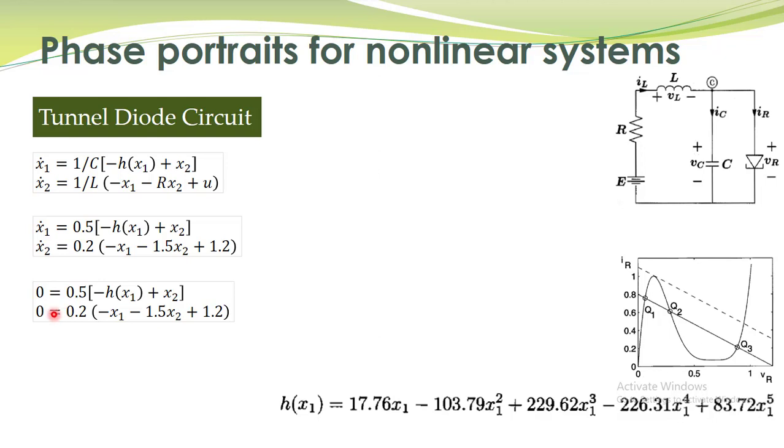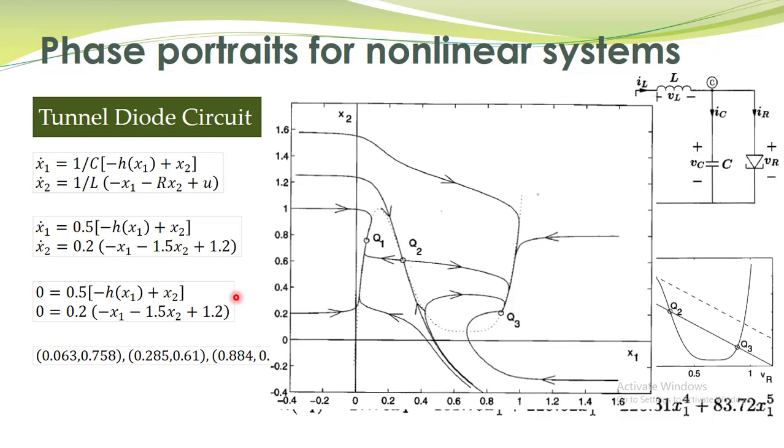You already know how to solve algebraic equations. For example, from here find x2 as a function of x1 and then replace it over here. Solve the equation and then you will have these equilibrium points. This is the first equilibrium point, second equilibrium point, and third equilibrium point. There are three equilibrium points for this particular system.